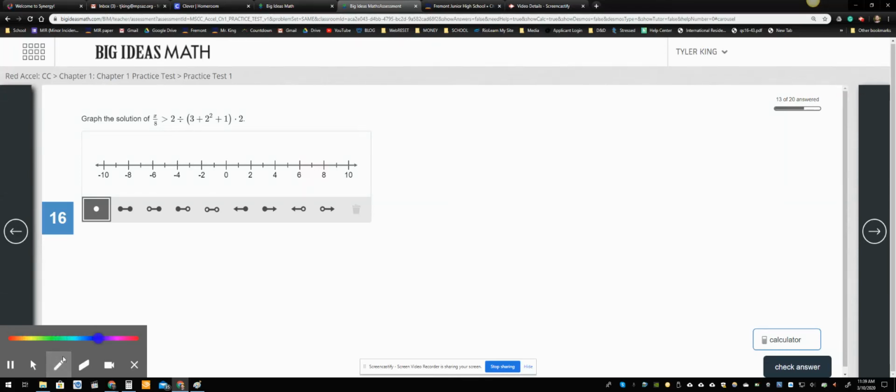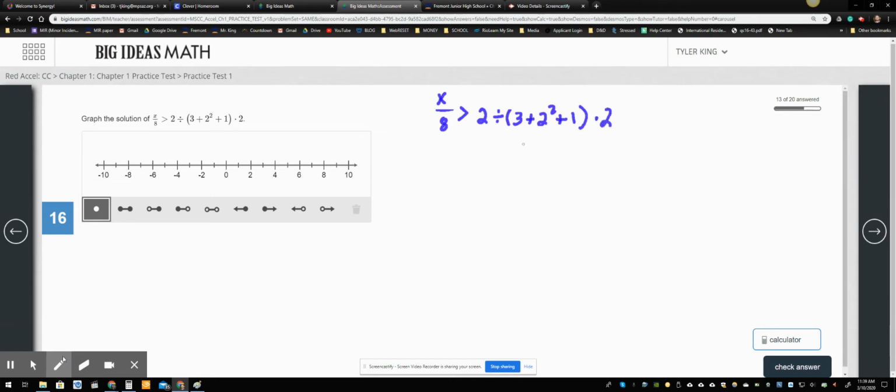Okay, so looking at this, we have x divided by 8 has got to be greater than 2 divided by the quantity of 3 plus 2 squared plus 1 times by 2. So looking at this, we're going to start evaluating on this side over here. We need to work on the inside, so we have x over 8.